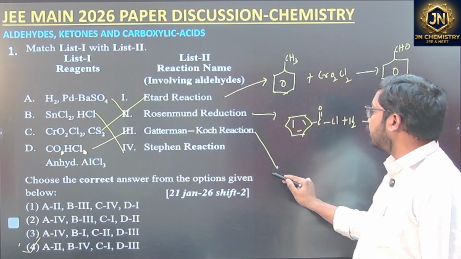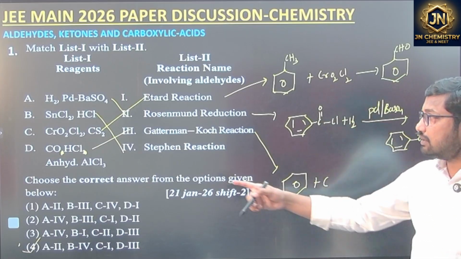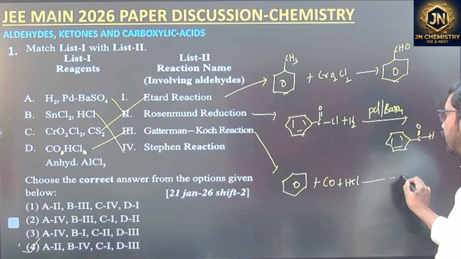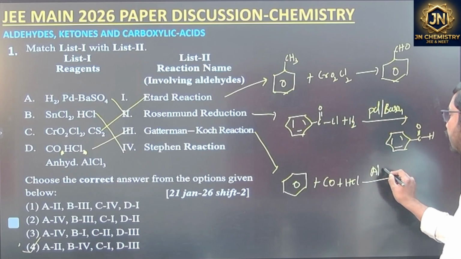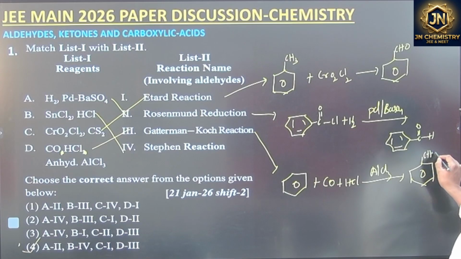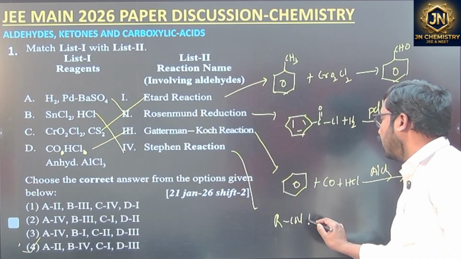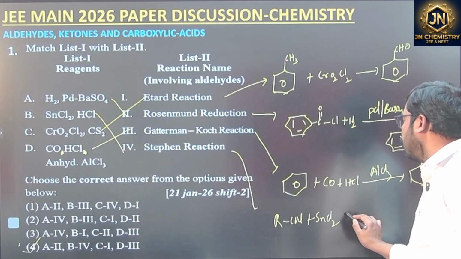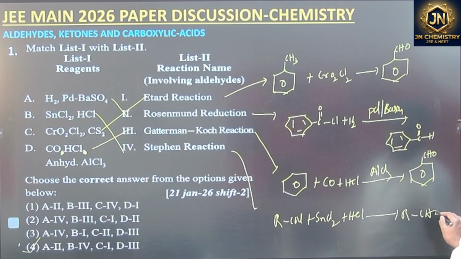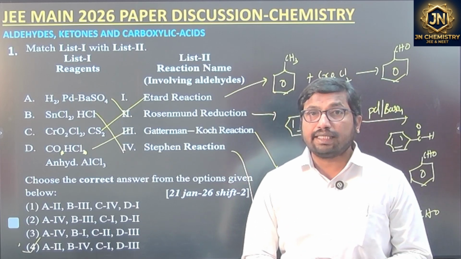Next, the Gattermann-Koch reaction: benzene when treated with carbon monoxide, CO plus HCl, in presence of anhydrous AlCl3, here also we get benzaldehyde. And the Stephen reaction: generally cyanides when treated with SnCl2 in presence of HCl, after hydrolysis, we get aldehydes. So one of the easy and direct questions from aldehydes and ketones.